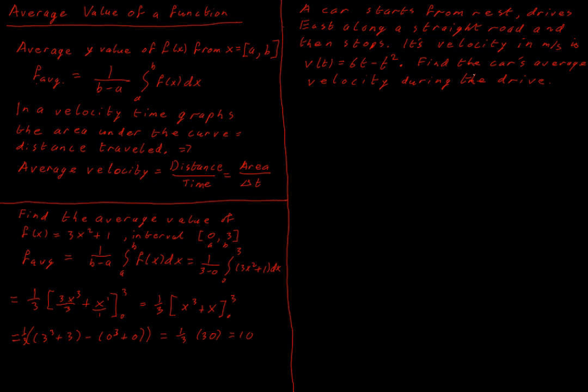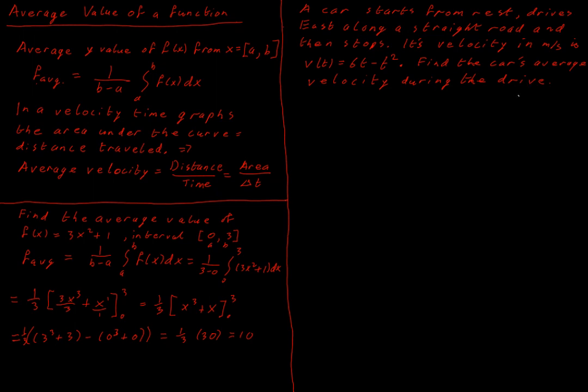Now, let's put this into practice with a slightly more wordy type question that might look a little bit more like something we get in an exam most of the time. You can get something that straightforward, but let's have a look at this. A car starts from rest, drives east along a straight road and then stops. Its velocity in meters per second is this. Find the car's average velocity during the drive.